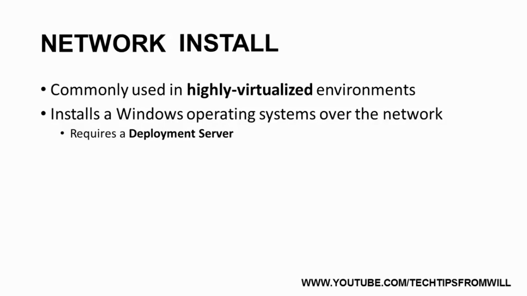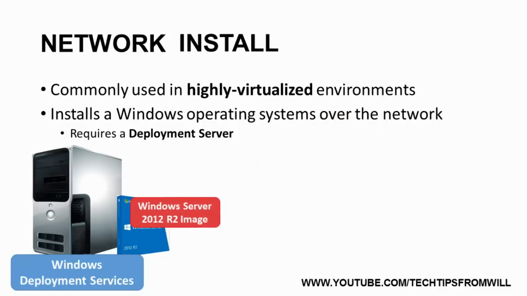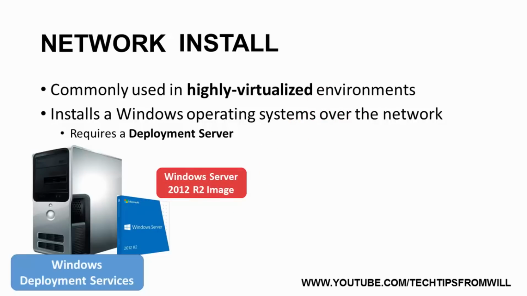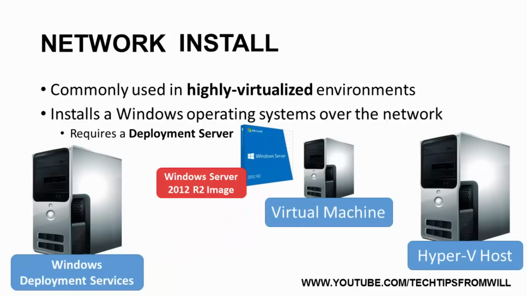With Windows Server 2012 and Windows Server 2012 R2, Microsoft allows you to create a deployment server by installing the Windows Deployment Services role. When a Windows server has the Windows Deployment Services role installed, you can easily store a copy of the operating systems you want to deploy on that server. Operating systems stored on a Windows Deployment Services server are called images. These images can then be rolled out and installed onto virtual machines over the network.